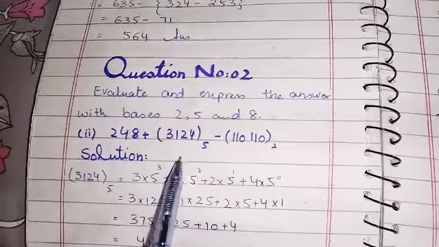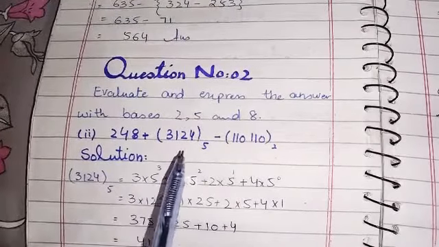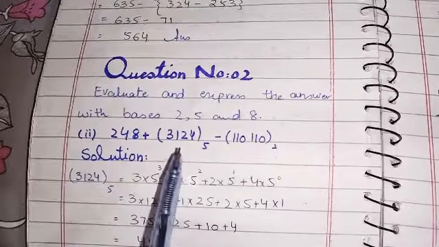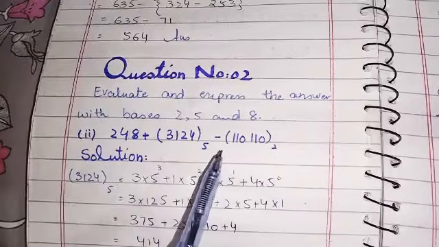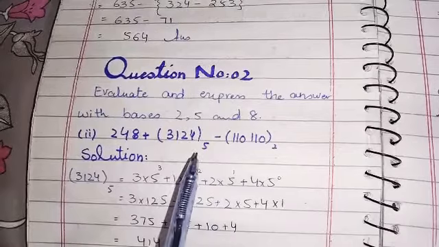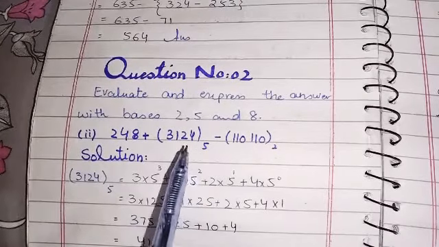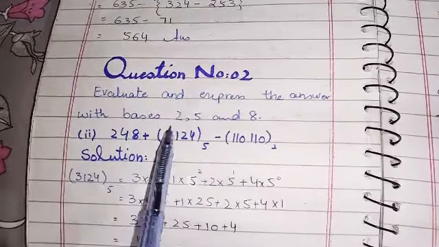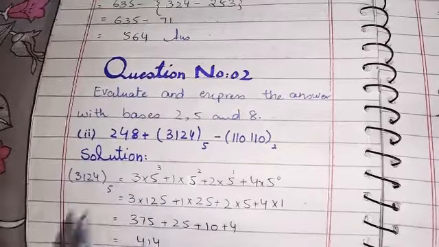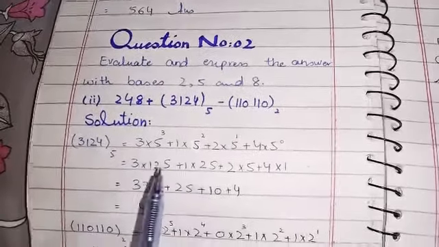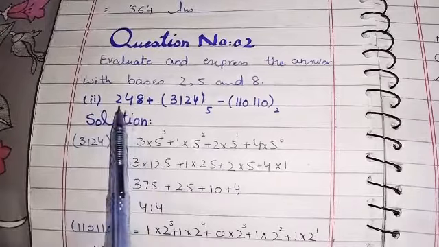Students, in this question, firstly we will convert the base numbers into decimal numbers, then we will solve it. After the solution we will convert the answer into base 2, base 5 and base 8. Now students, let's start our solution with our part 2.